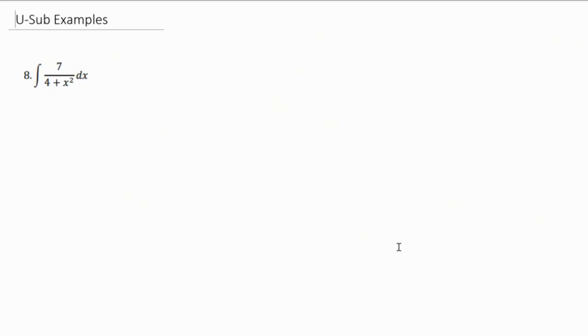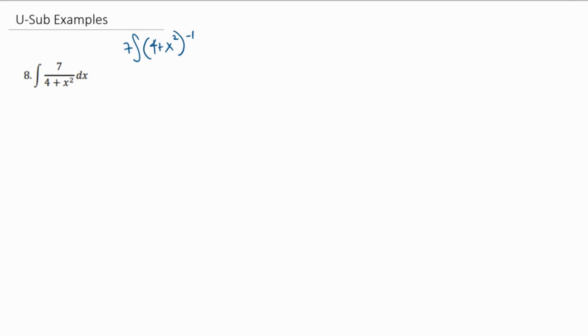Okay, so in this problem, we have an indefinite integral. And I notice a couple of things. First of all, I notice that we have an x squared, and I also notice that it's in the denominator. So one thing I could try to do, I'm going to try a few different things, is I could try to do like 7 times 4 plus x squared to the negative 1.